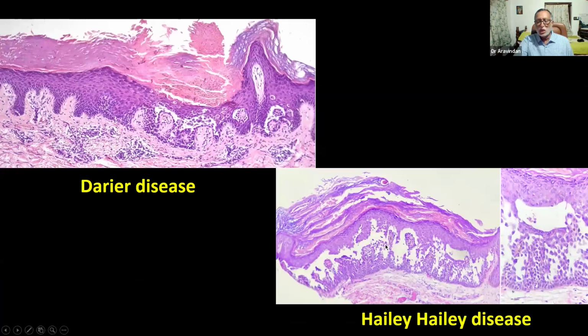Two other conditions where you get suprabasal clefting or bullae are Darier disease and Hailey-Hailey disease. In Darier disease, in addition to suprabasal acantholysis, you find dyskeratosis, dyskeratotic cells and plenty of keratin. In Hailey-Hailey disease, you find larger areas of acantholysis, sometimes giving what is called a dilapidated brick wall appearance. These are all classical lesions, but sometimes this can occur in other types of lesions also.